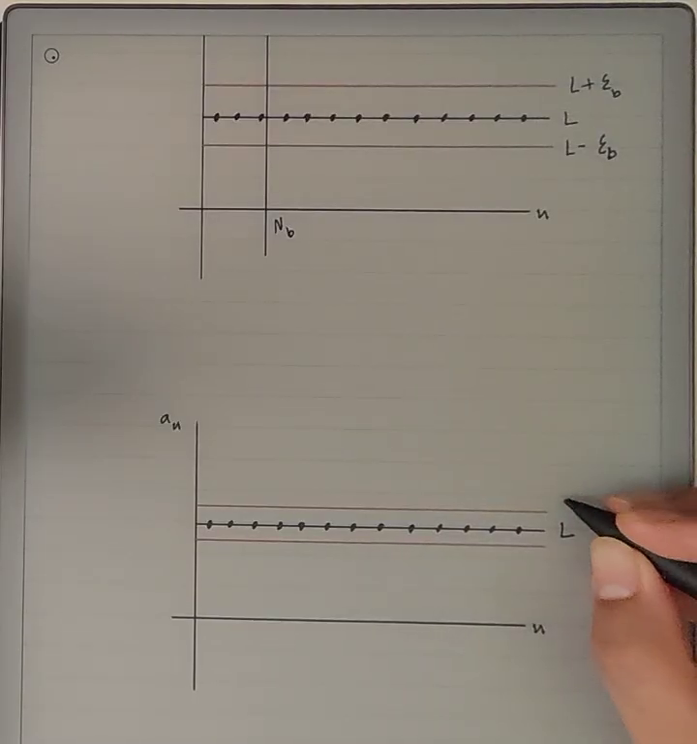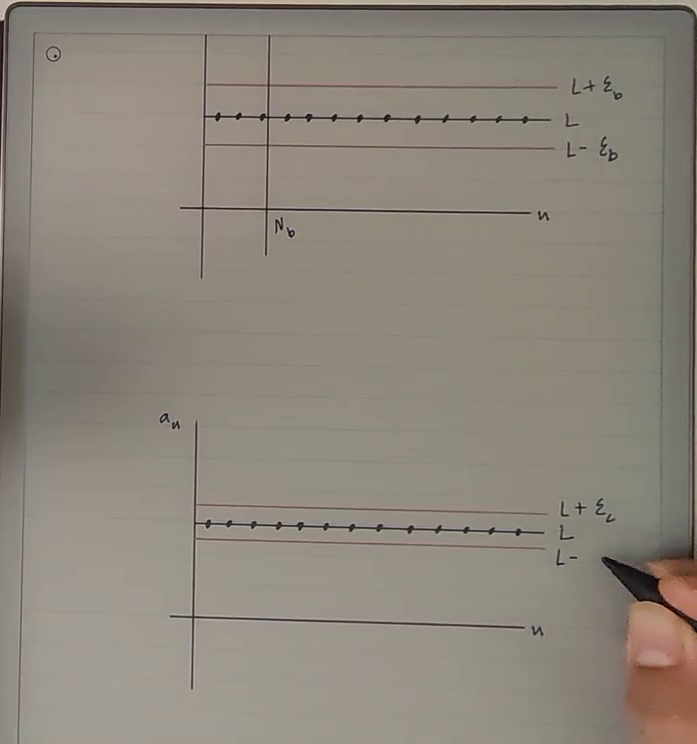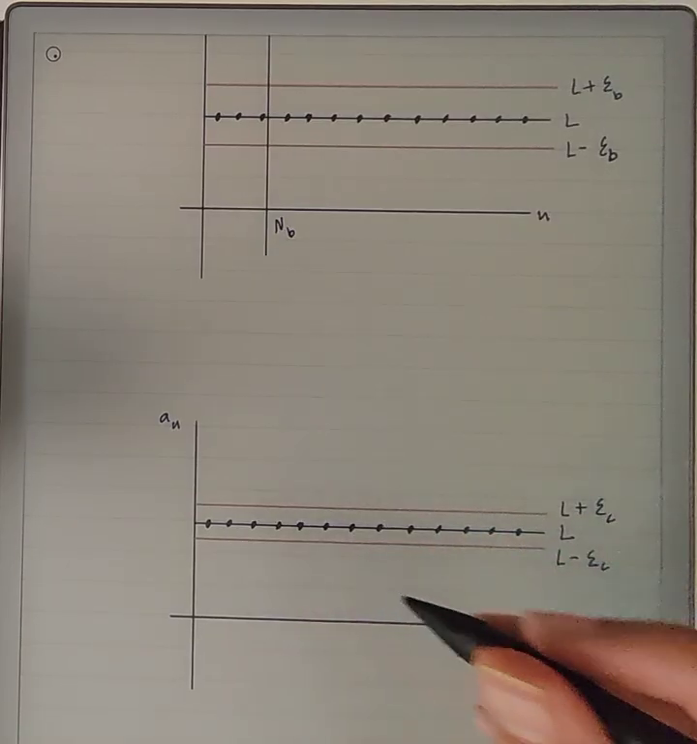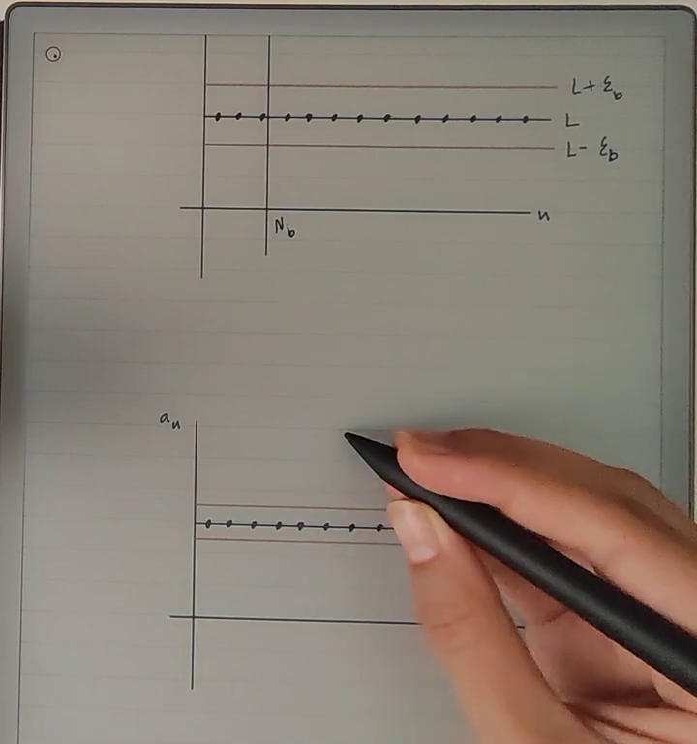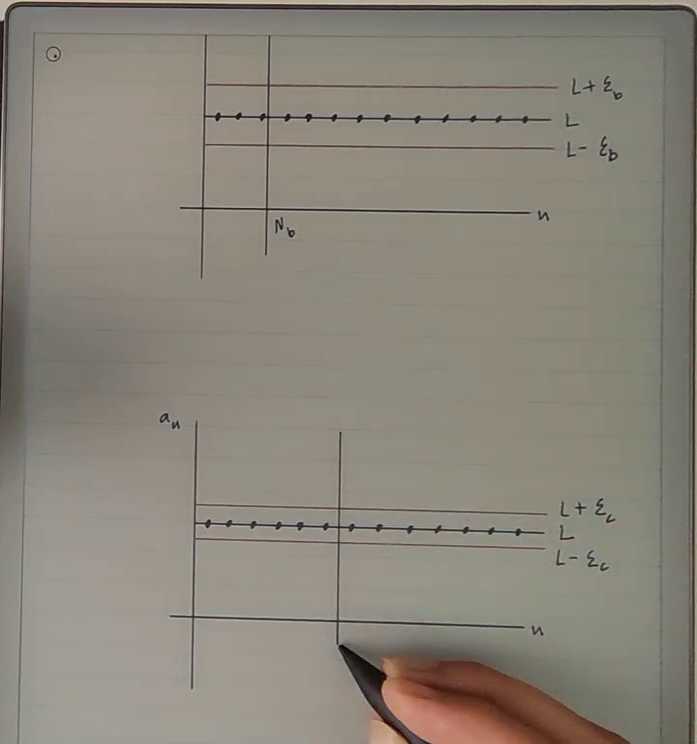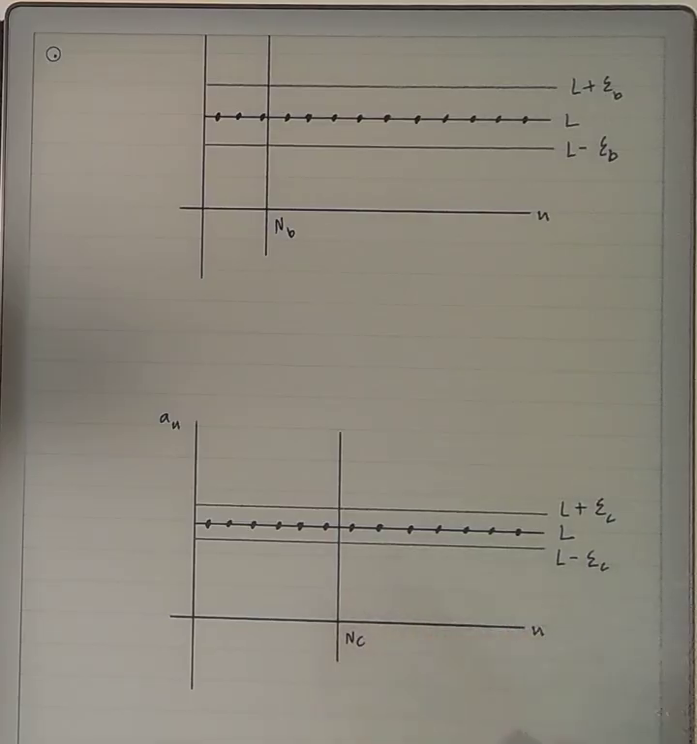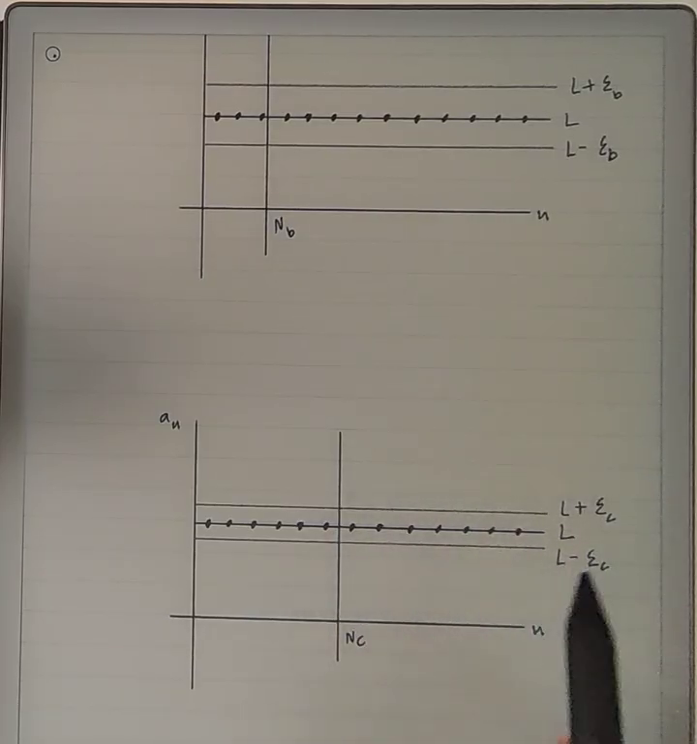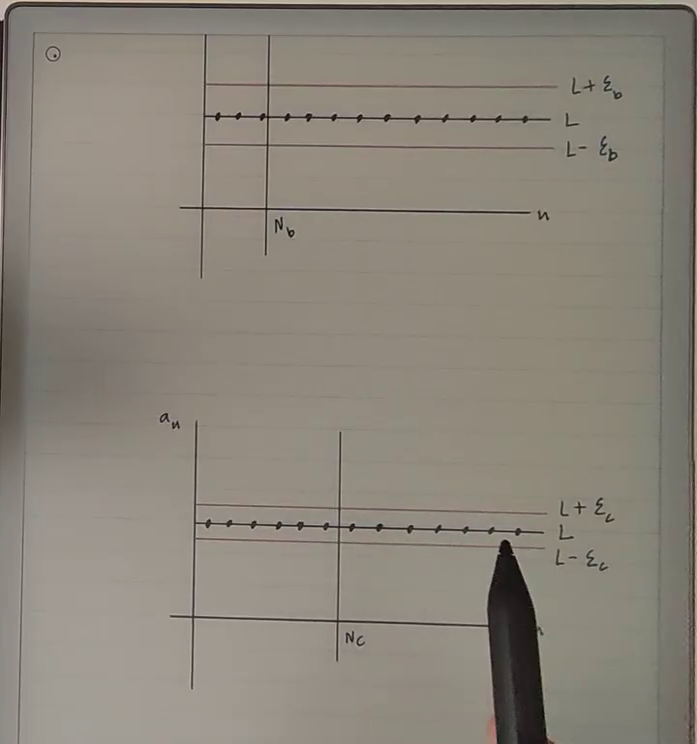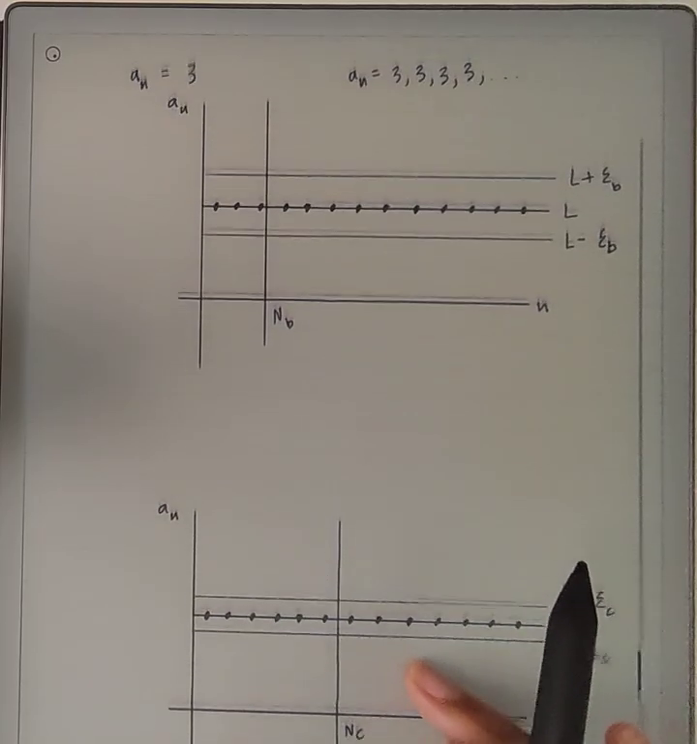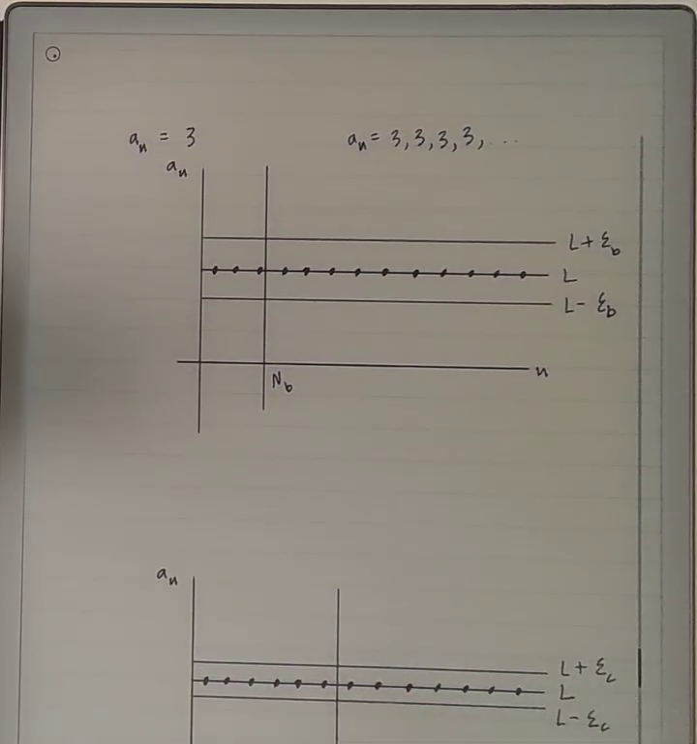I can do something similar for the epsilon neighborhood down here. So I have some L plus epsilon sub c, and I have L minus epsilon sub c. Now I can maybe add an n right here, and I have n sub c. For every single element after n sub c, it falls within my defined epsilon neighborhood. Therefore, a sub n equal to 3 is a convergent sequence.